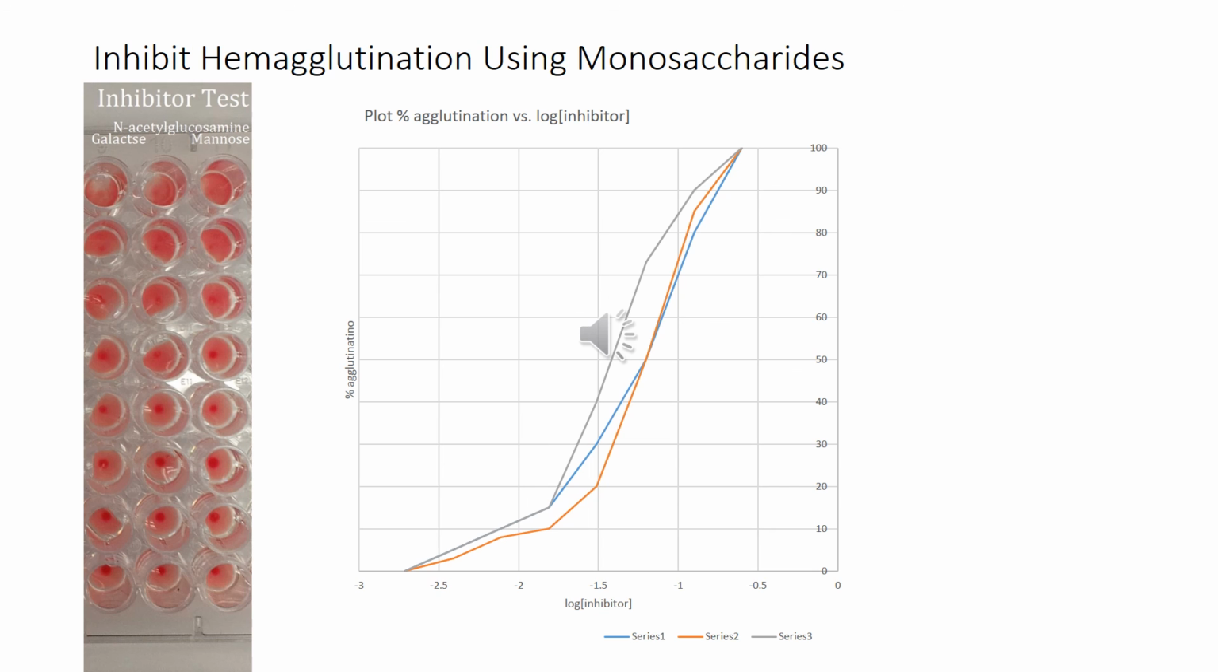The blue color is galactose, the orange color is acetyl glucosamine, and the gray color is mannose.